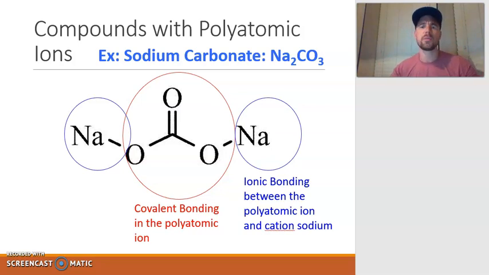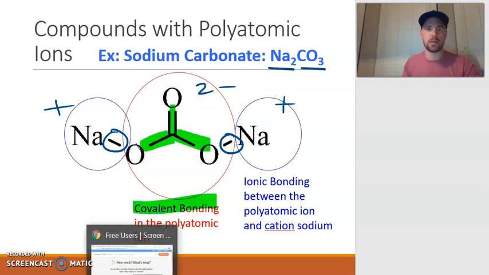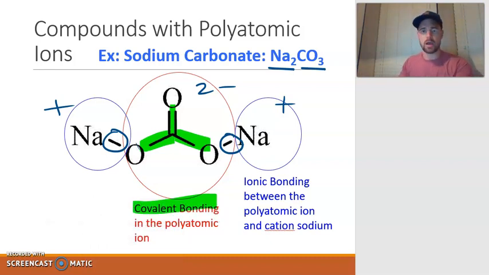So consider sodium carbonate. Sodium carbonate is 2 sodium atoms that are bonding to the polyatomic ion known as carbonate. The bonds that hold together the sodium, which are the positive ions, to carbonate, which is the -2 ion, that's the ionic bonding. But what holds the actual polyatomic ion together itself? Covalent bonding. So that's what a polyatomic ion is.